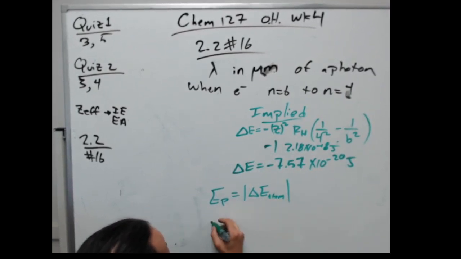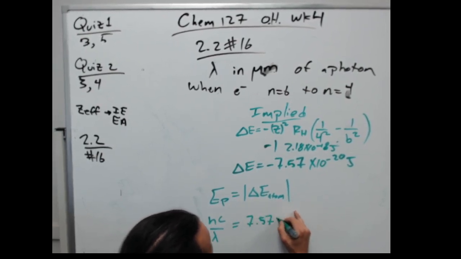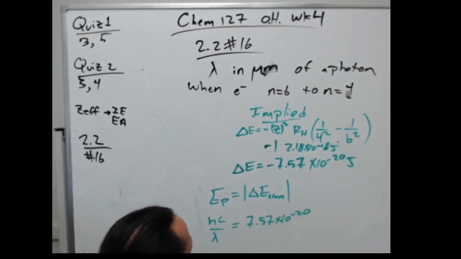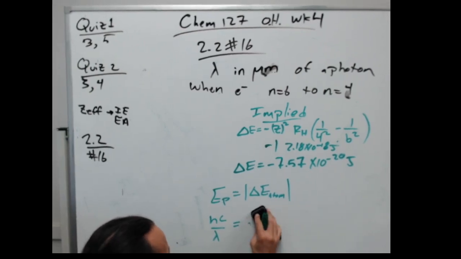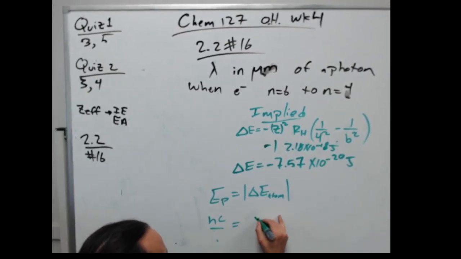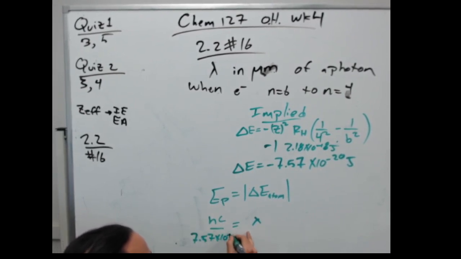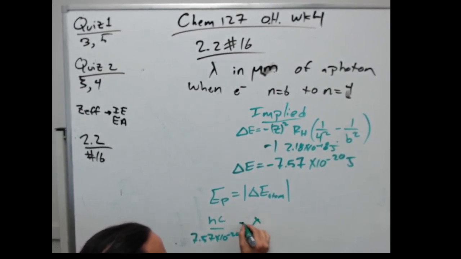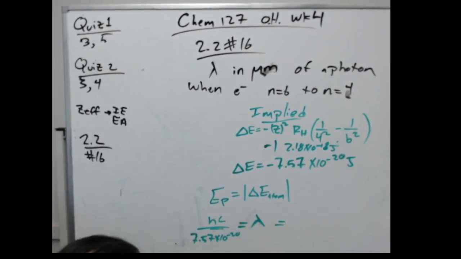And so that's going to get me hc over lambda is equal to positive 7.57 times 10 to the minus 20. And then my rearrangement, for some reason people love to divide hc over and leave 1 over lambda. I'm like, no, just flip the other things, right? I'm going to bring my energy down, my lambda over, so I've got lambda is equal to hc over 7.57 times 10 to the minus 20. And I'm going to solve that.